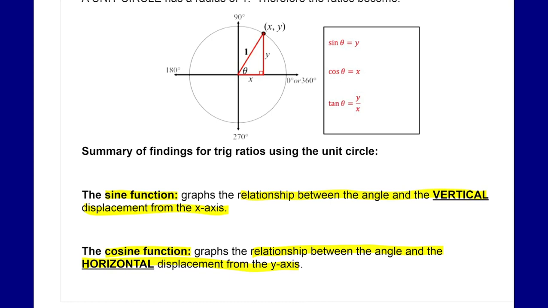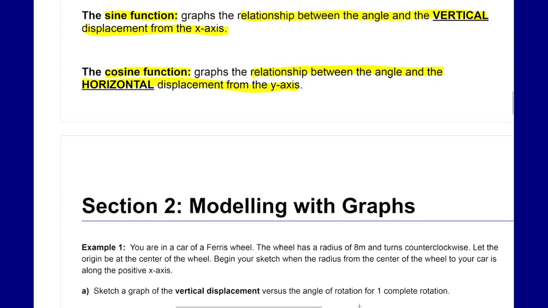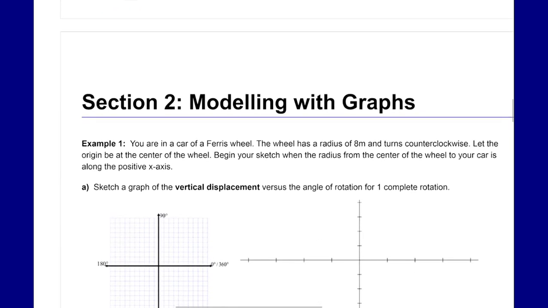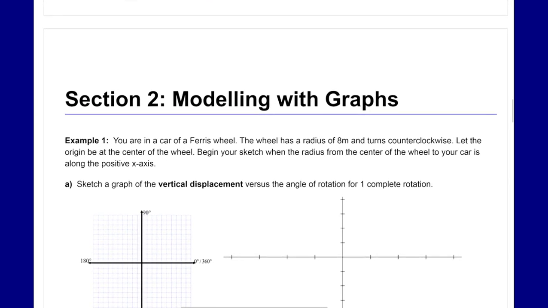Now, in some cases, when we're looking at a sine function, this part doesn't matter too much. But when we're dealing with certain scenarios and we're asked to graph the vertical displacement compared to the horizontal, that would determine what type of function we're going to use. So let's look at an example of this idea of horizontal and vertical displacement.